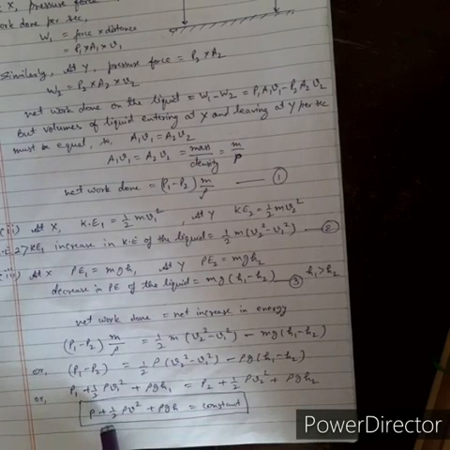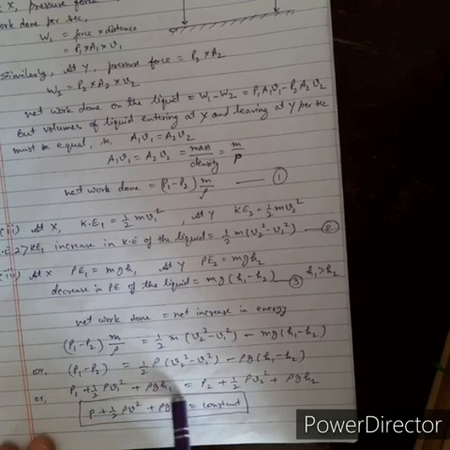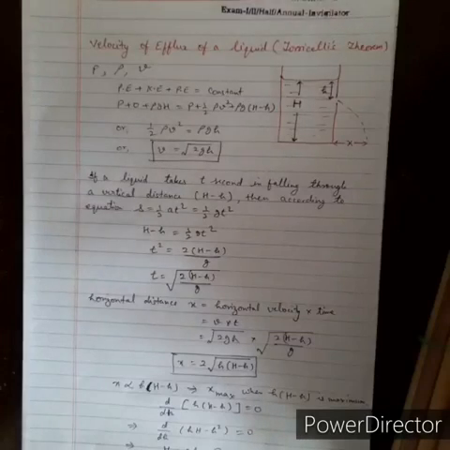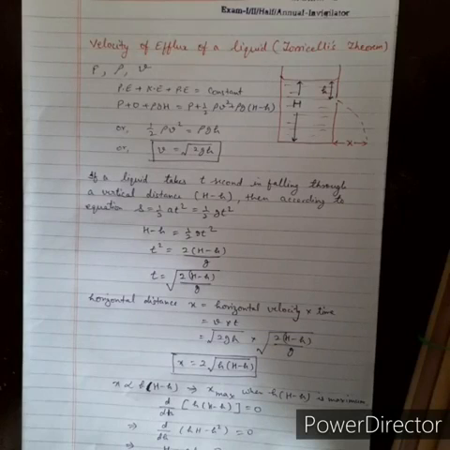P here means the pressure energy, okay. Half rho V square is your kinetic energy, and rho gh is your potential energy. So students, this is the proof of Bernoulli's theorem. Class, the last proof of this chapter is the velocity of the efflux of a liquid. That is Torricelli's theorem.